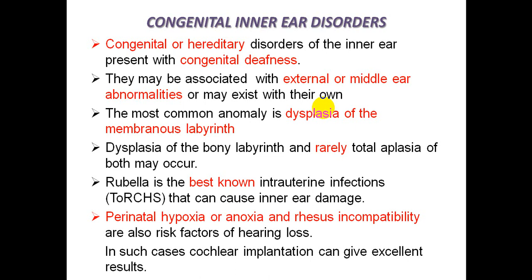The most common anomaly is dysplasia of the membranous labyrinth. Dysplasia of the bony labyrinth and, rarely, total aplasia of both may occur. Rubella is the best known intrauterine infection. TORCH infections, toxoplasmosis, rubella, cytomegalovirus, herpes, and congenital syphilis can cause inner ear damage. Perinatal hypoxia or anoxia and RH incompatibility are also risk factors for hearing loss.